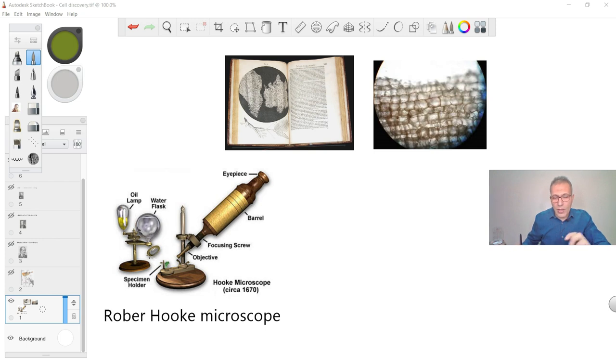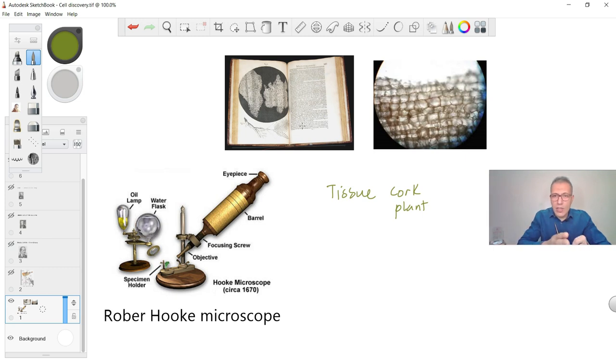He also supplied it with an oil lamp, a water flask, and something like a condenser to focus the light on this specimen so that he can see with high contrast. He discovered the tissue of the cork plant. The cork plant can finish its life cycle within 2 months, and after that it changes into a lifeless material that looks like wood.